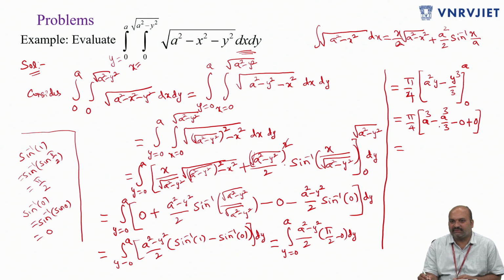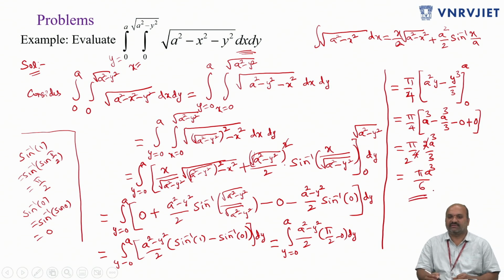I am writing directly, 3a cube minus a cube is 2a cube by 3. So it is pi by 4 into 2 into a cube divided by 3. Making cancellation, which is pi by 2 into 4... So the answer is pi a cube divided by 6. So this is the answer.